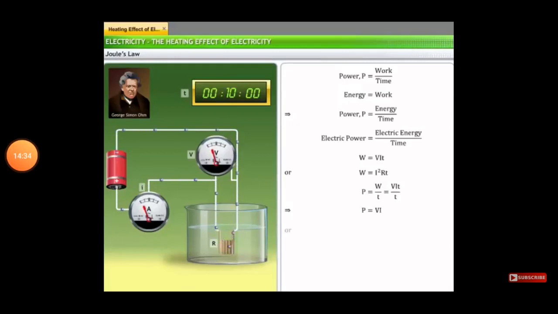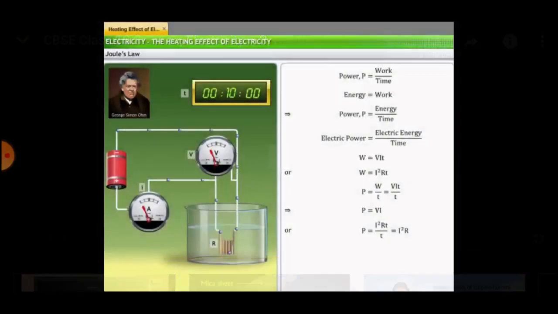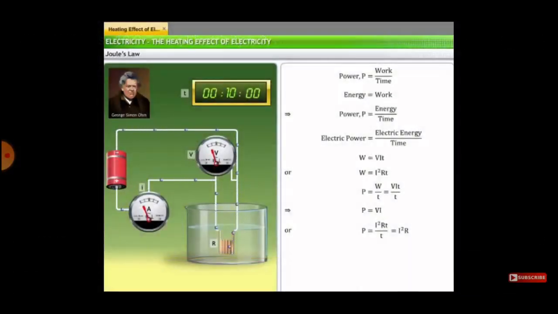So already we know that the work done is equal to VIT, and W is also called I square RT. Then substitute this in the above expression, that is, electric power is the work done by time, isn't it? So substitute work done is equal to VIT, then T and T get cancelled. So the electric power formula is P is equal to V into I. Then substitute work done is equal to I square RT in the above expression, so that you will get P is equal to I square RT by T, and T gets cancelled. Then the power is also referred to as I square R.